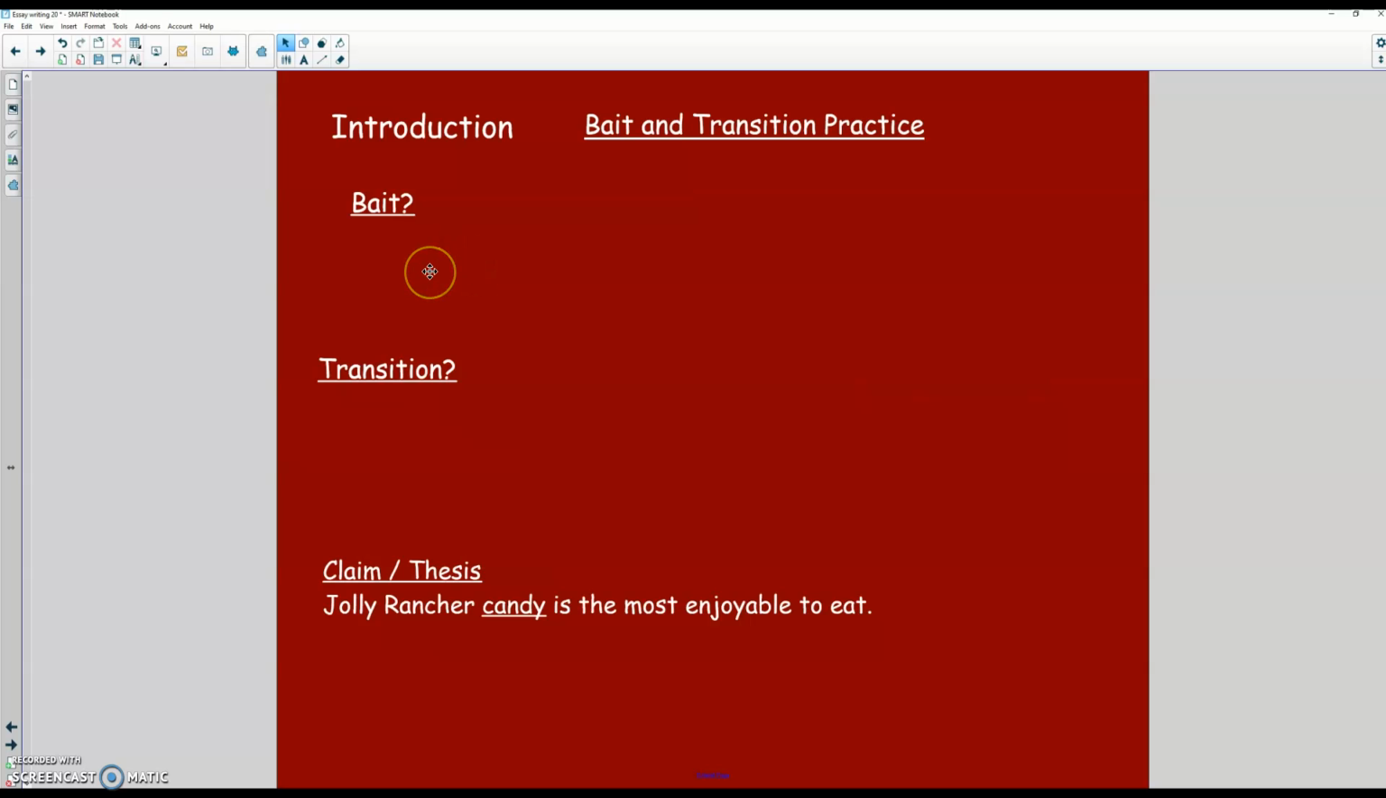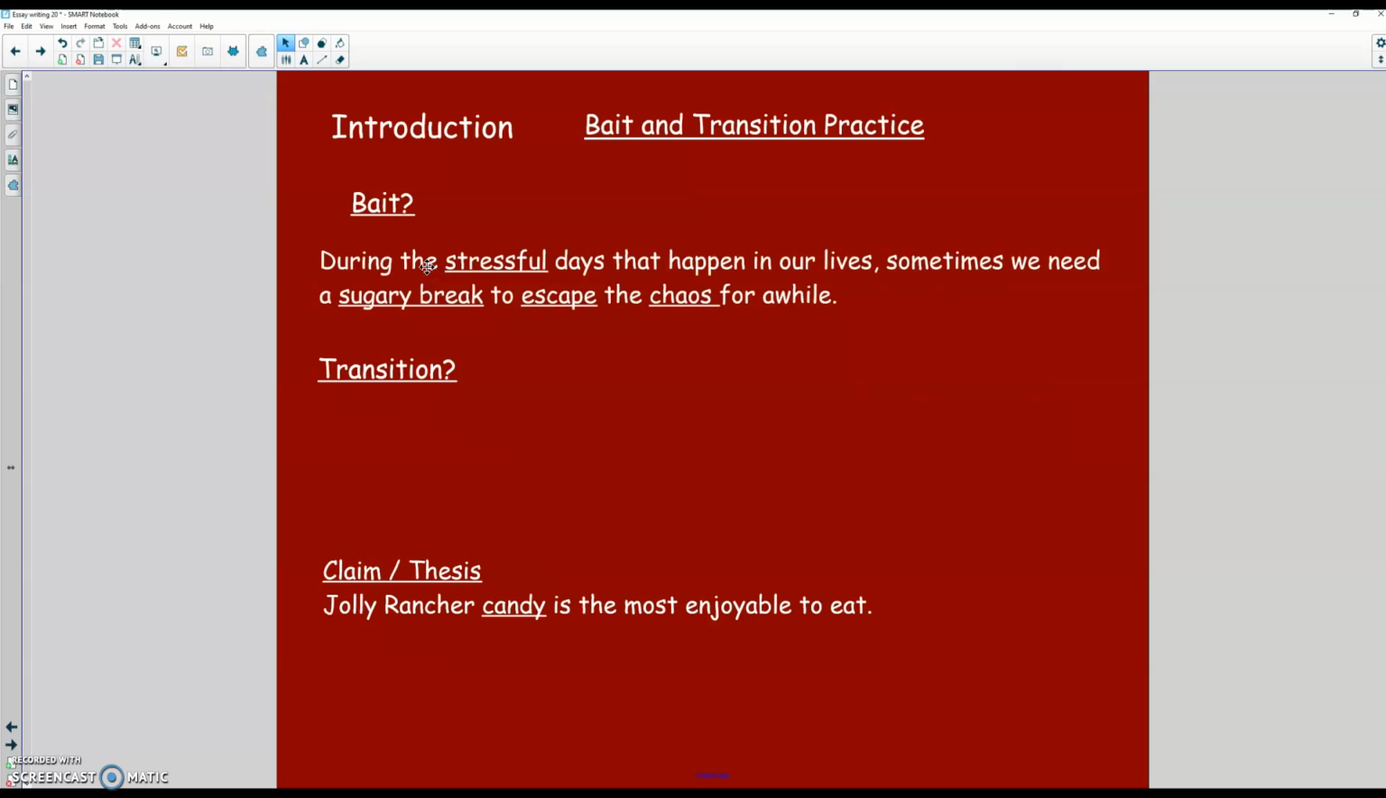So let's see, in this particular case, what I'm talking about. So here's my bait. During the stressful days that happen in our lives, sometimes we need a sugary break to escape the chaos for a while. Okay, so this says nothing about Jolly Rancher candy, which is the point of my paper, what my paper is going to be all about. But it does speak to people who know about stressful days.